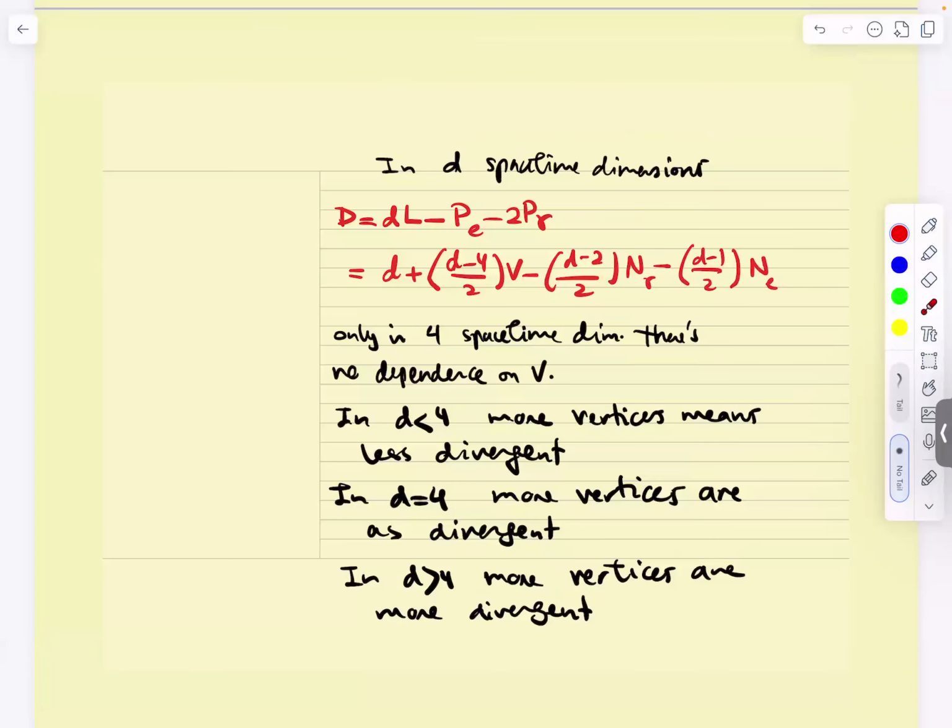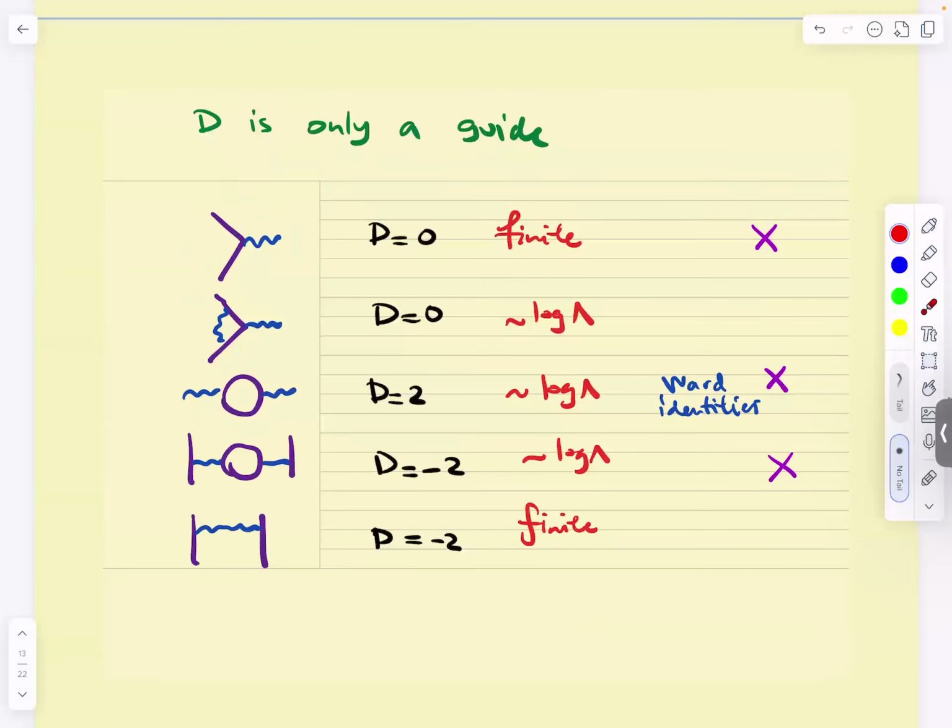But before doing that, let's just generalize this discussion of the superficial degree of divergence to other space-time dimensions and other theories. But before I do that, I'm going to pause for questions, right?